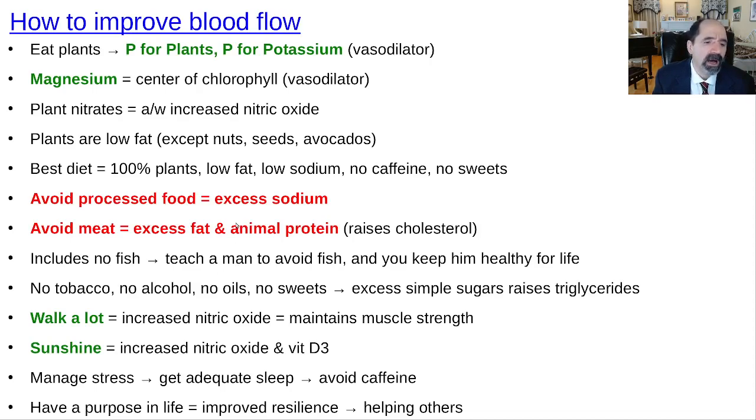Okay. No fish. The joke is, teach a man to avoid fish, you keep him healthy for life. No tobacco, no alcohol. I recommend no alcohol. I know some people are going to tell you to have a little bit. Do what you want. I don't drink this stuff. I think it's a bad idea. No oils, no sweets. Sweets, simple sugars will raise your triglycerides, increase your blood fats, and they're atherogenic.